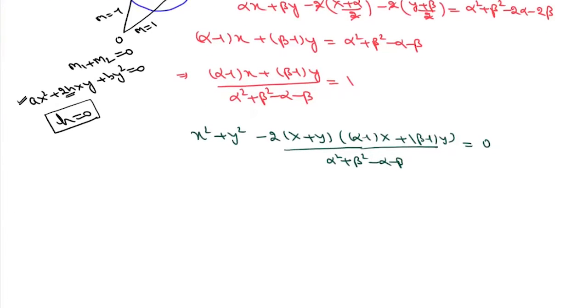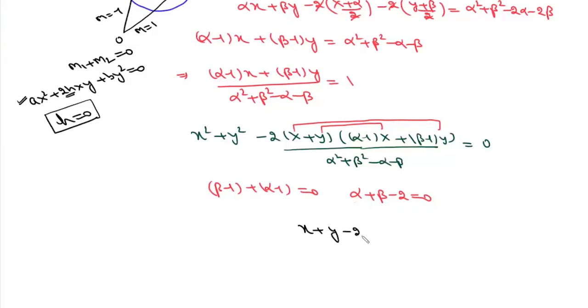Now rather than solving this whole equation, we'll just find the terms containing xy and put that coefficient to 0. We'll get xy when this x gets multiplied with this y, and when this y gets multiplied with this x. So the coefficient of xy in this equation will be (beta minus 1) plus (alpha minus 1) equals 0, or alpha plus beta minus 2 equals 0. So this is the required locus, and in the end we'll replace alpha with x and beta with y. So the required locus will be x plus y minus 2 equals 0, and that is the answer to this question.